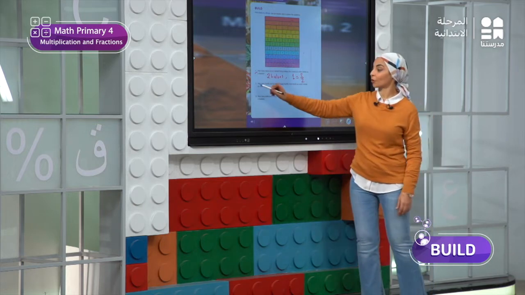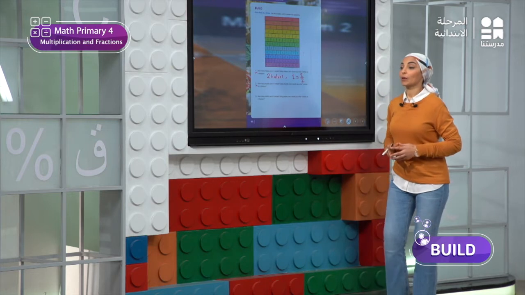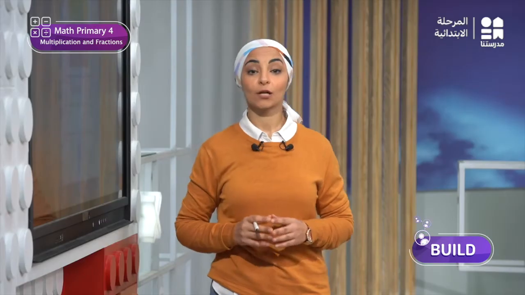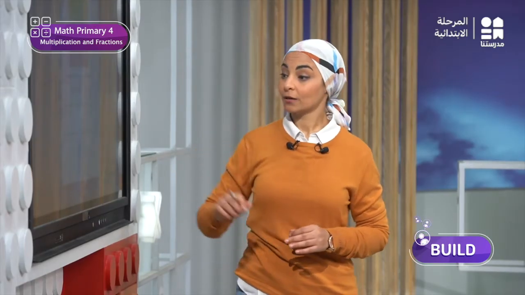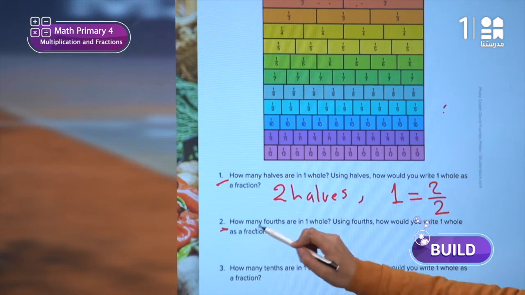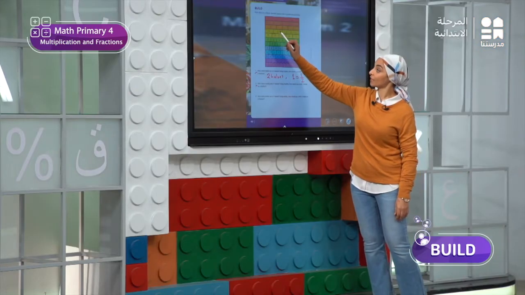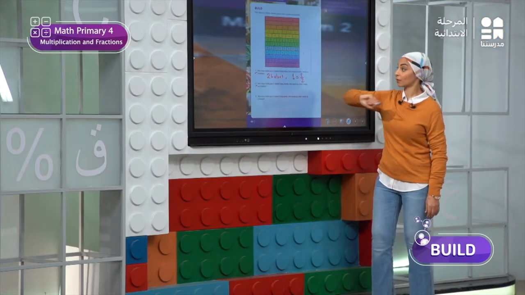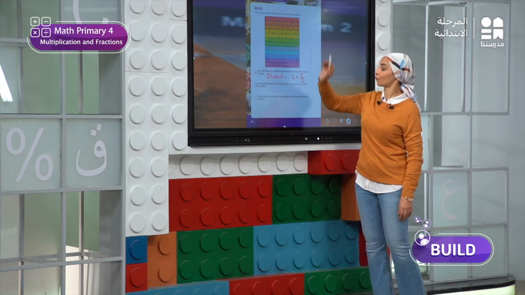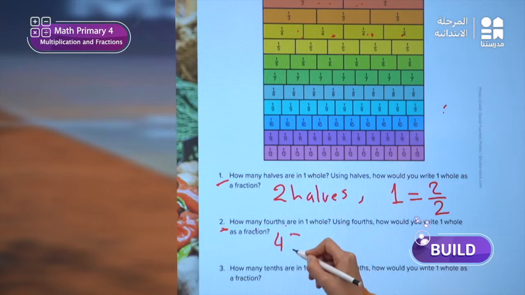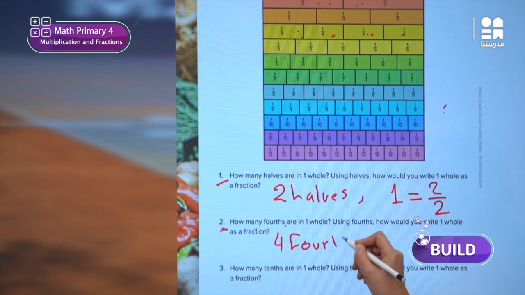Now let's move to problem number 2. Problem number 2 بقى بيسألني إيه؟ بيقول لي question is we want to know how many fourths in one whole. يعني بيسأل ال1 whole ده فيه كام fourth. Yes, from the fraction wall I see that ال1 whole فيه 4 fourths. Look, right? 4 parts أو 4 fourths. So I will write in 1 whole equals to 4 fourths.